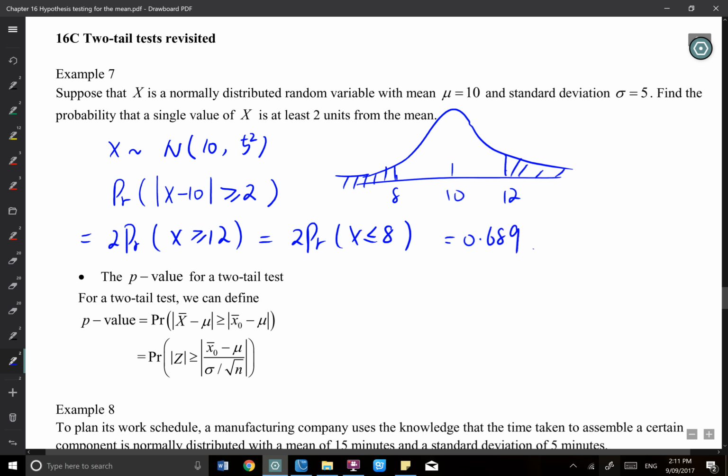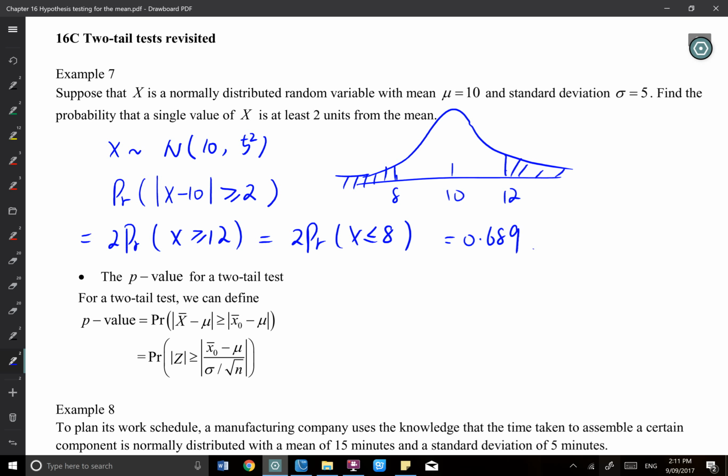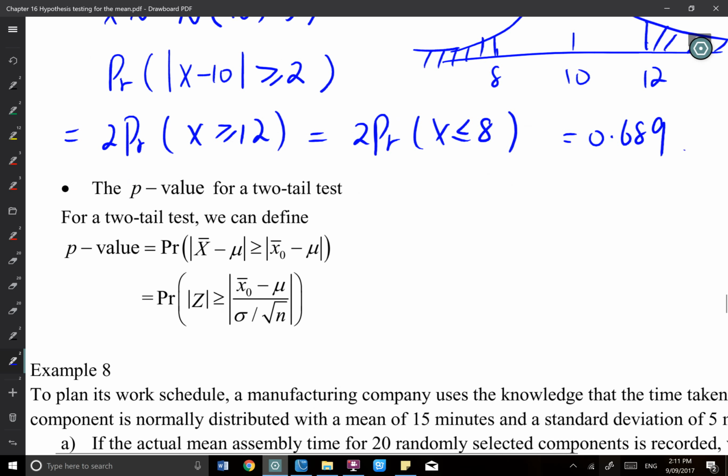So the idea of this exercise is we talk about something on 2 sides of the mu. If I say the distance from the mu, then it must consider both sides. And it's a symmetrical area. So have a look at example 8. Wait, we have another thing here.